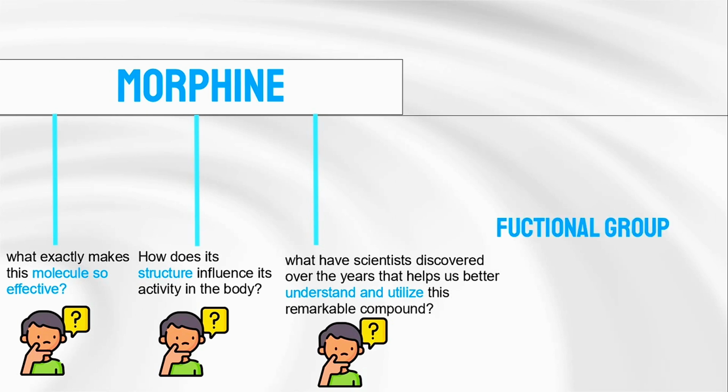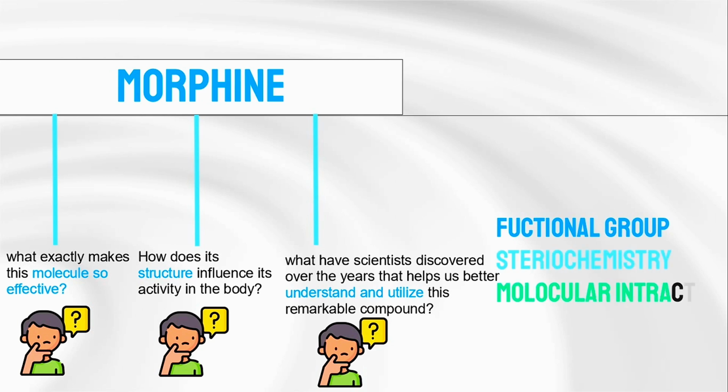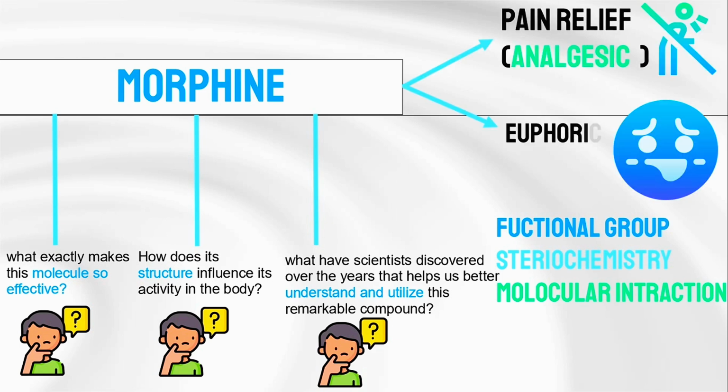We'll examine the functional groups, stereochemistry, and molecular interactions that give morphine its unique properties. From the phenolic hydroxyl group to the tertiary amine, each part of the molecule plays a crucial role in its pharmacological effects. We'll also explore how morphine interacts with the body's opioid receptors, leading to its analgesic and euphoric effects. Understanding these interactions is key to developing new and improved pain relief medications.